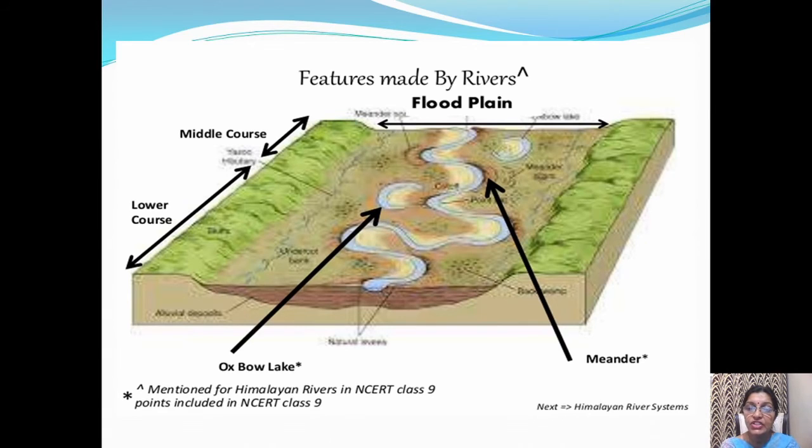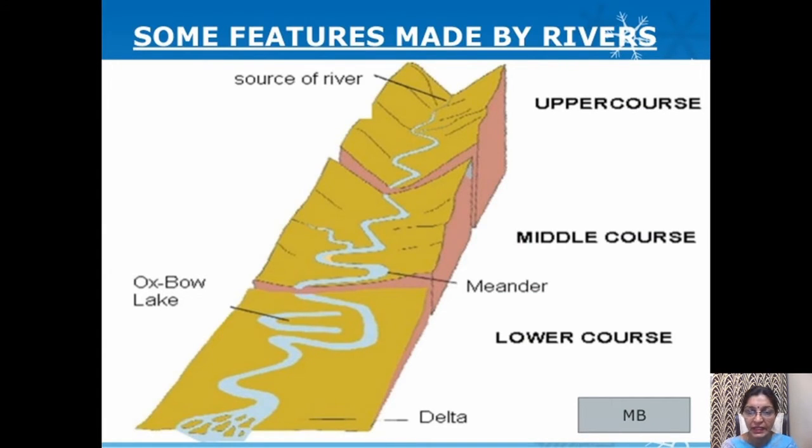Meander is a zigzag path of a river, and when any loop of this zigzag path separates from the main river, Oxbow Lake is formed. Have a look at one more diagram.